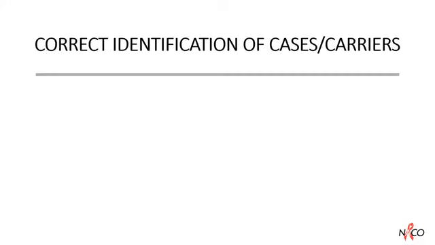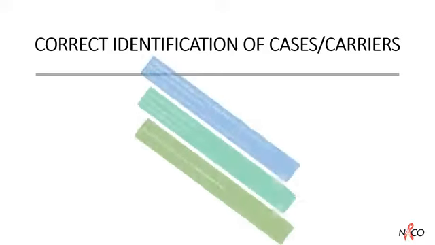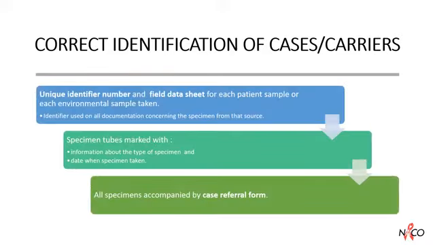For correct identification of cases and carriers, it is important to have case definitions. Each patient sample or each environmental sample taken should be given a unique identifier number and accompanied by a field data sheet. All specimens taken from that source should be marked with that unique identifier as well as any other numbers needed to identify that particular specimen. This identifier should be used on all documentation concerning the specimen from that source. Specimen tubes should also be marked with information about the type of specimen and the date when it was collected. All specimens must be accompanied by a duly filled case referral form.